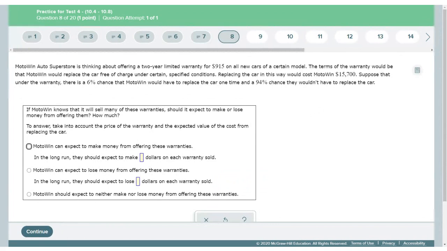So MotoWin Auto Superstore is thinking about offering a 2-year limited warranty for $915 on all new cars of a certain model. The terms of the warranty would be that MotoWin would replace the car free of charge under certain specific conditions. Replacing the car in this way would cost MotoWin $15,700. Suppose that under the warranty, there's a 6% chance that MotoWin would have to replace the car one time and a 94% chance they would not have to replace the car.